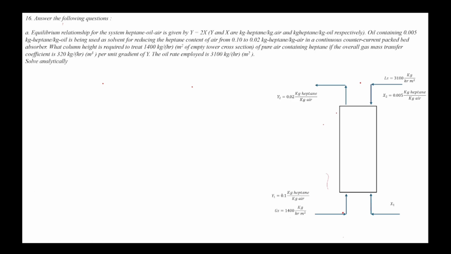So here we have the mole ratio of Y1, the mole ratio at the end of the absorption. GS is the gas flow rate on solute free basis. That means it does not contain any of the heptane. It is free of heptane. In absorption we always use gas flow rate and liquid flow rate free of the solute. Solute will not be included in the flow rates.